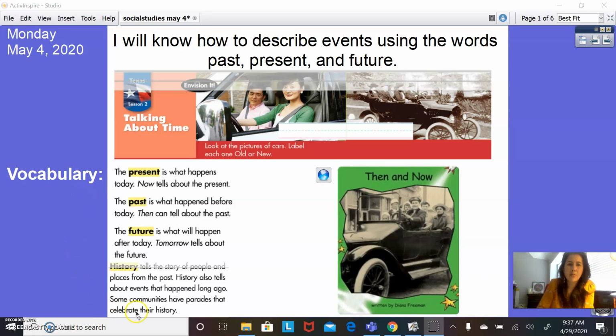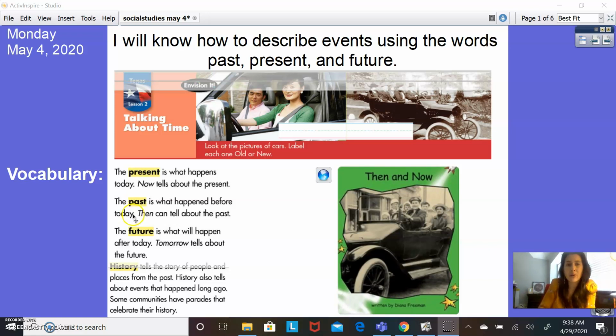Okay, here are our words here. Let's go ahead and read them so that we know what each of these words mean. The present. The present is what happens today. Now, when we use the word now, that tells about the present. So sometimes we can use present in different ways, but for this lesson this week, when we use the word present, it means now, what's happening now, what's happening today.